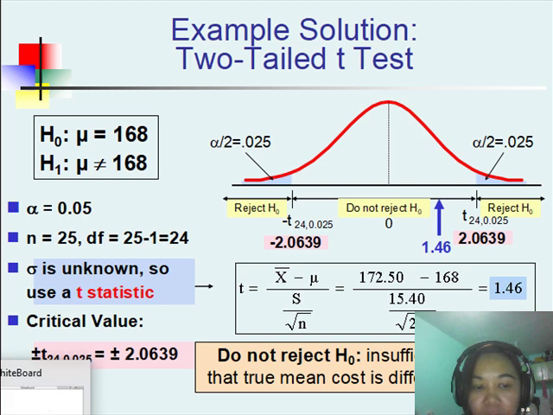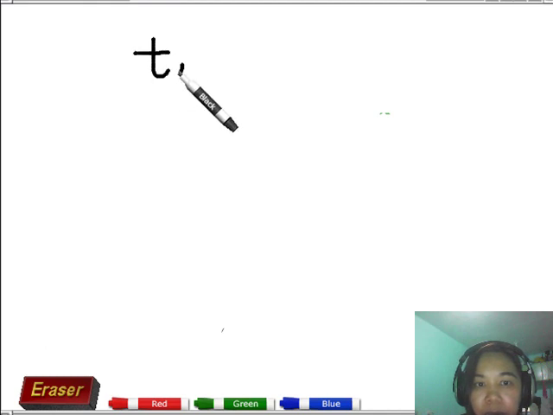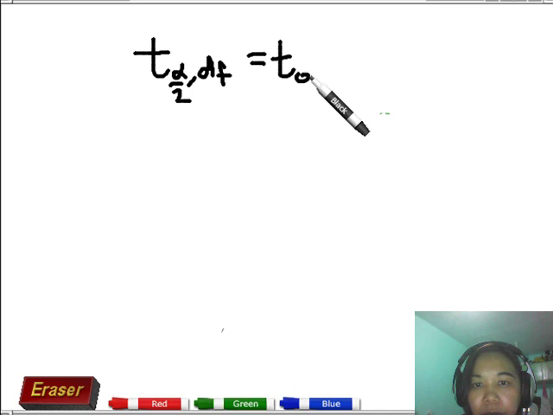So how do you write your t tabulated or the t table? We simply write it in this way. t, and then alpha, and then DF. Okay? Since we have a two-tailed test, this is alpha over 2. Okay, that is equal to t 0.025 because the given alpha is 0.05, and the DF is 24.